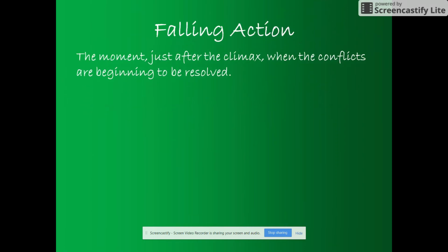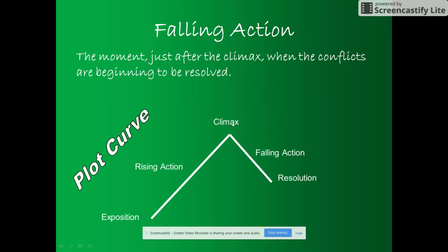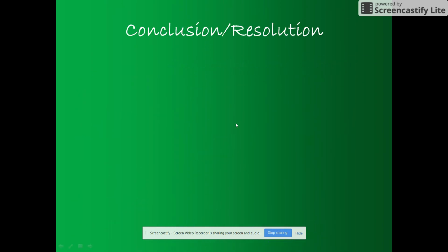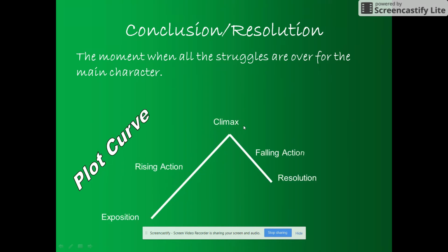Following action are the moments after the climax where that conflict begins to be resolved and things get wrapped up in a nice little neat package. And lastly, you've got the conclusion or the resolution. And that's when all the struggles are over for the main character. Most of us like happy endings. We like things to end nice and neat. If the struggles are over for the main character, but things did not end up well, our main character is probably not with us anymore.